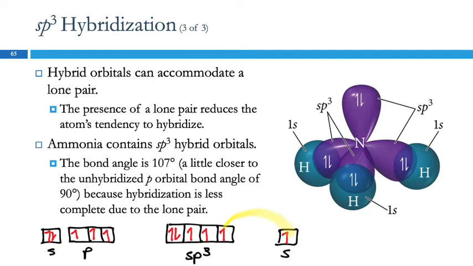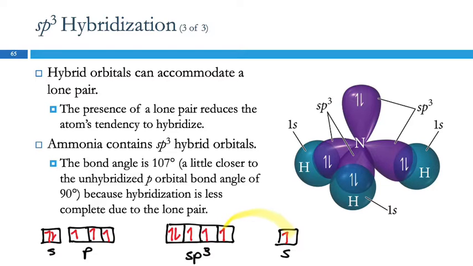And so we end up with this trigonal pyramid molecular geometry. The bond angle is 107, which is less. It's getting a little closer to the unhybridized p orbital, because with this lone pair, the hybridization is not complete. But that's a little detail we're not going to worry about. Any questions?